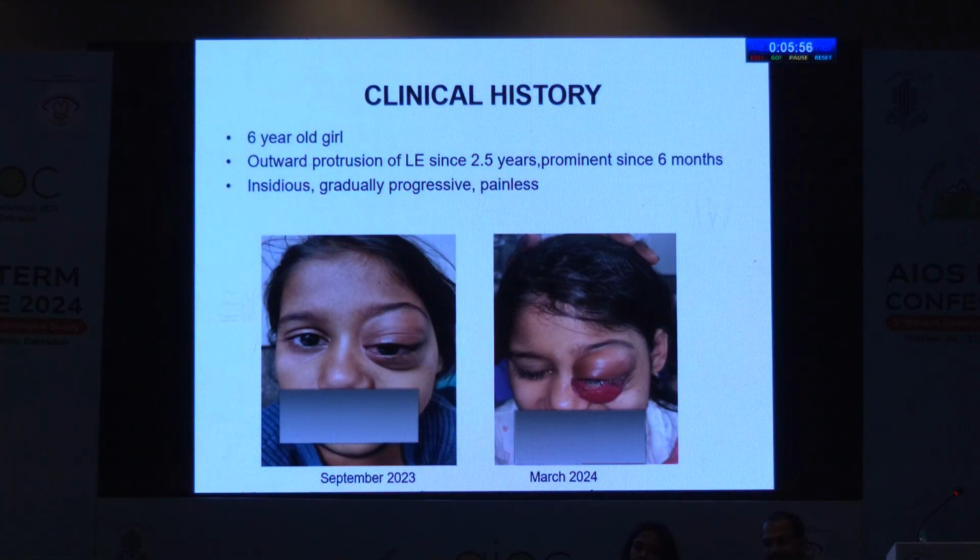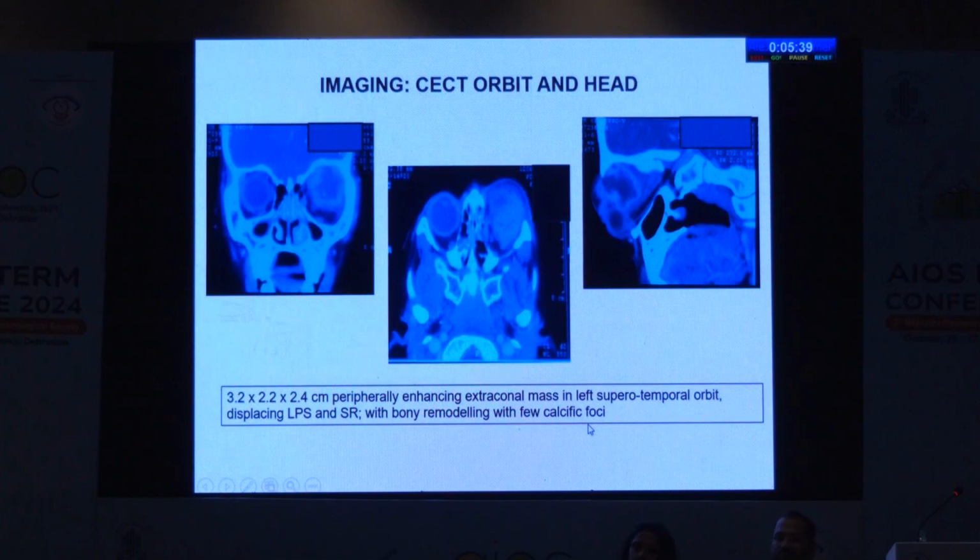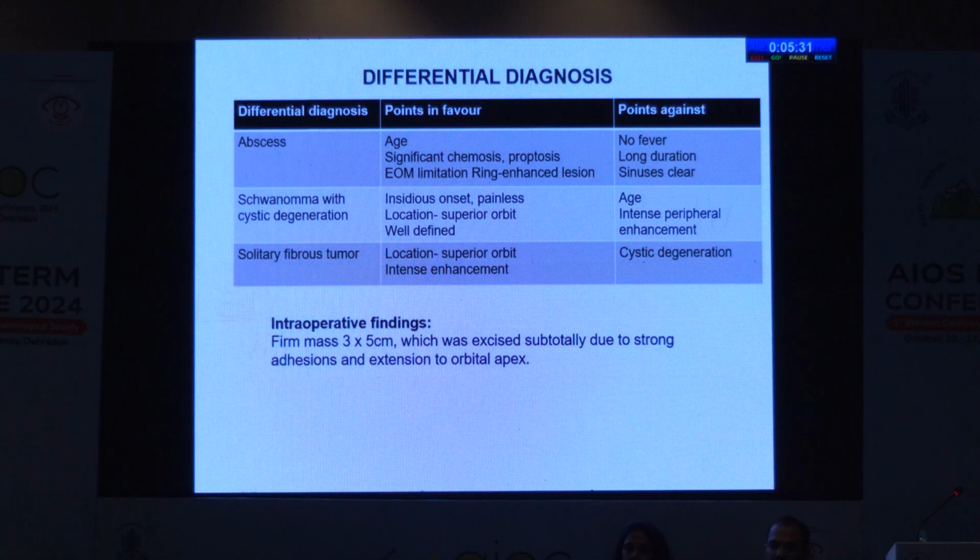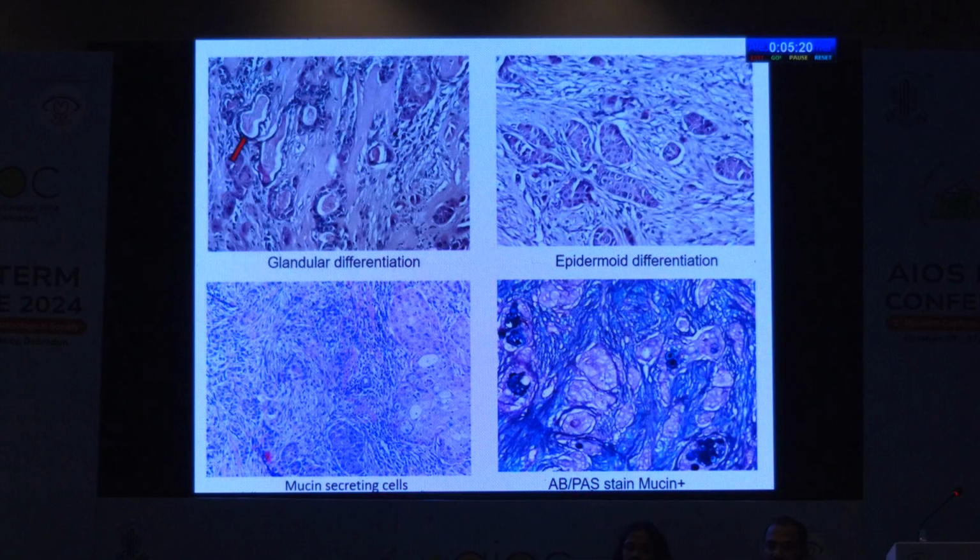Another child, 6-year-old, who had proptosis of the left eye since 2.5 years, which is gradually progressing in size. As you can see, in September, this was the proptosis, and it progressed to this size within 6 months. In the CT picture, you can see that there's a large extraconal mass in the left supratemporal orbit. At this point, the clinicians had a differential diagnosis of an abscess, but the points against were no fever, schwannoma with cystic degeneration, solitary fibrous tumor. So when the mass came to us, these are the sections that we got.